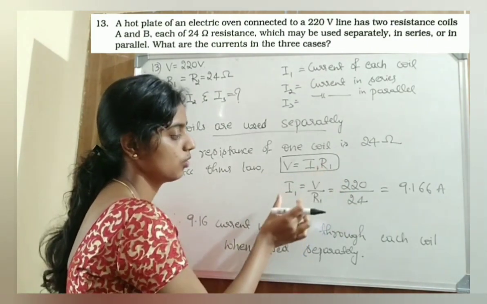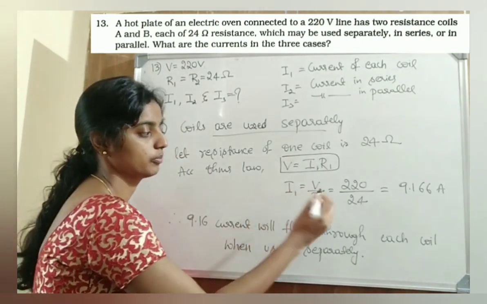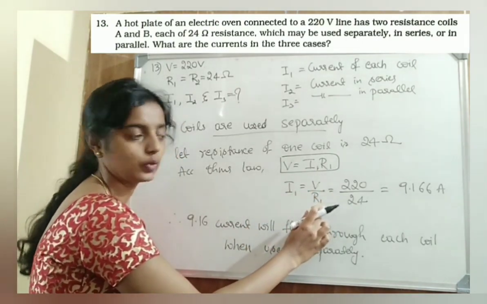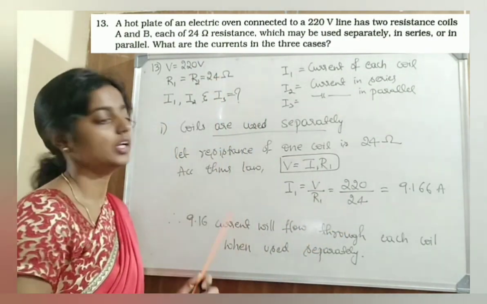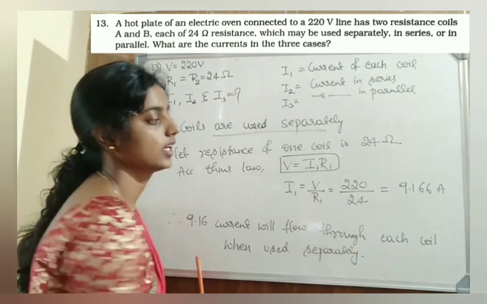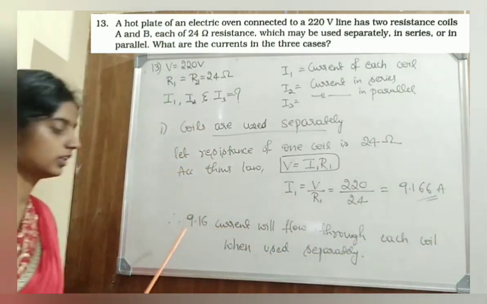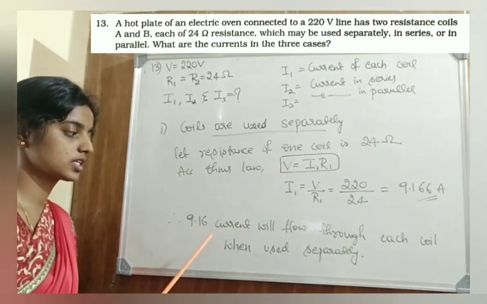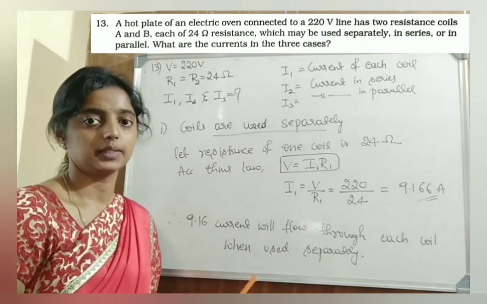Okay. So take I outside because we need to find out current. Then our equation will become V by R1. Substitute the values. V is 220 volt and R is 24. Calculate, we will get 9.166 ampere. Therefore, 9.16 ampere current will flow through each coil when used separately.